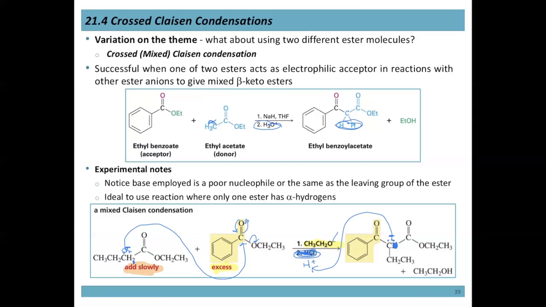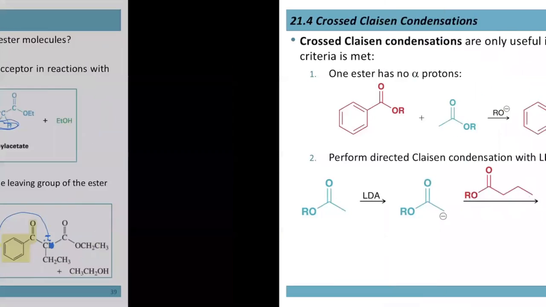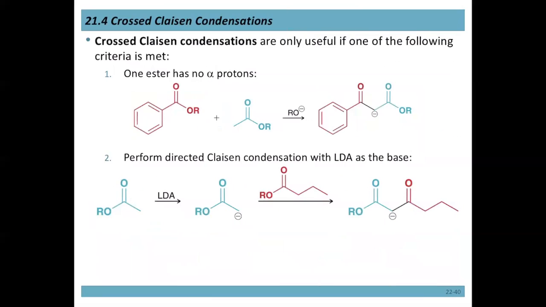So not only can we do self-Claisen condensation reactions, we can do mixed using the same logic that we did in the aldol condensations. We just have to control those reactions. So here's kind of a summary of that. So one ester has no alpha protons. We can do a reaction.